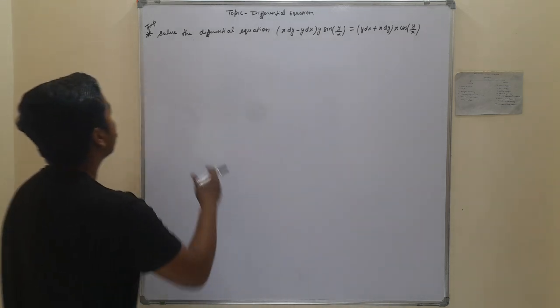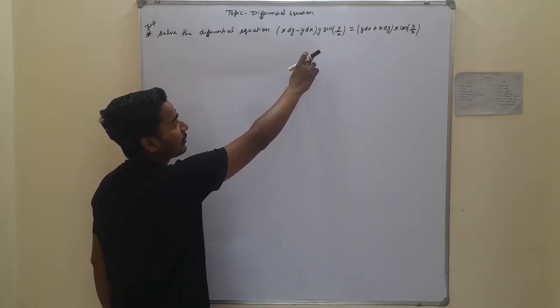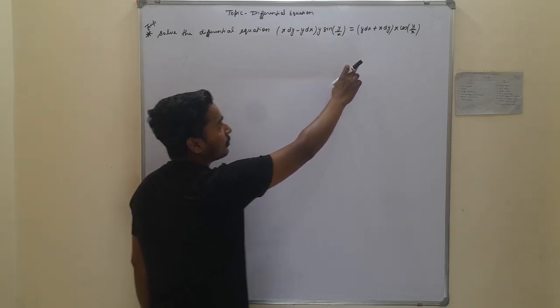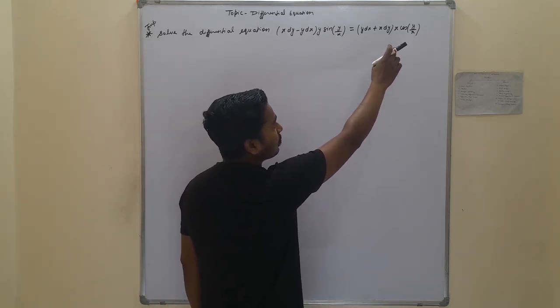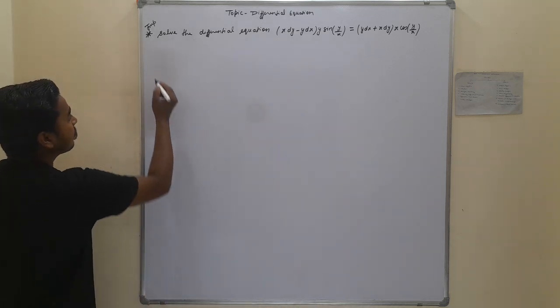The question is: solve the differential equation (x dy − y dx) y sin(y/x) = (y dx + x dy) x cos(y/x). Let's solve the problem.